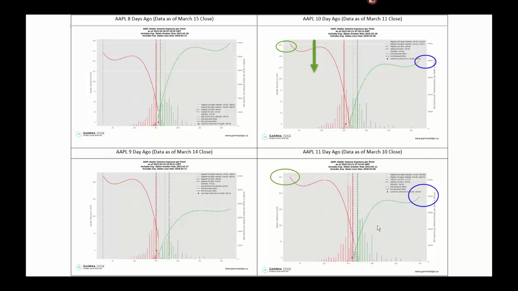People have been bearish on Apple, and therefore we have more puts. And if you have more puts and they're shorter-term puts, we're going to have more negative gamma.